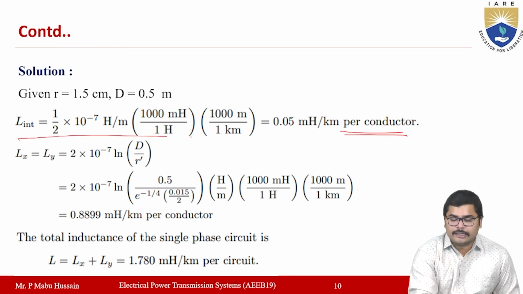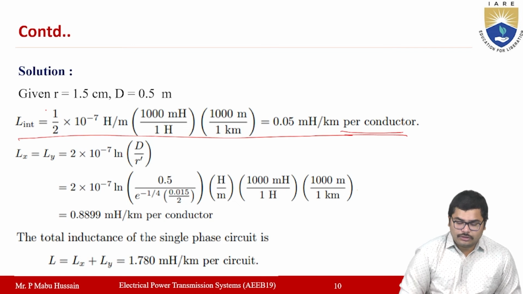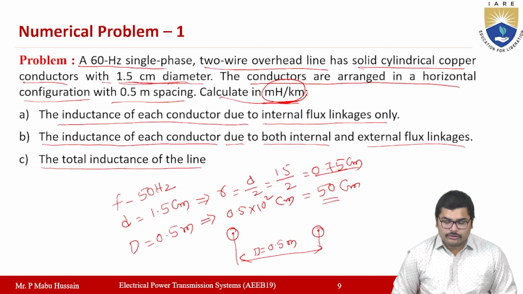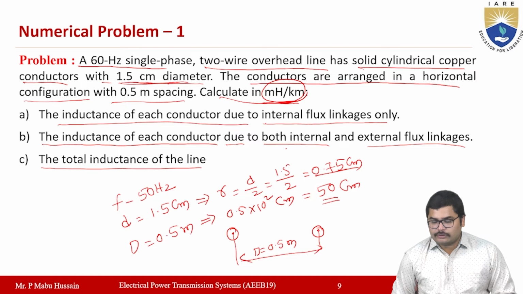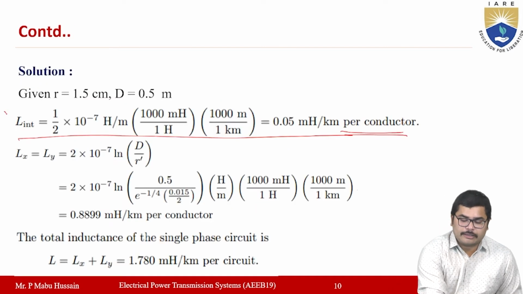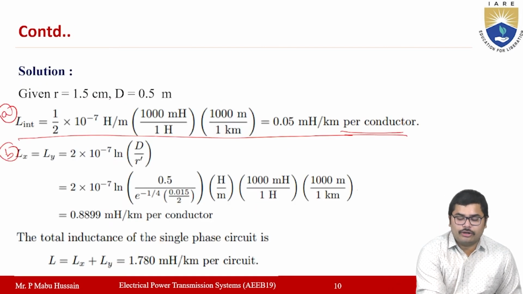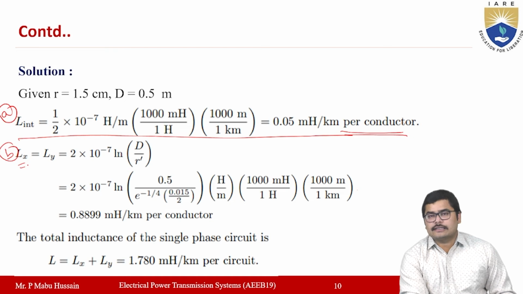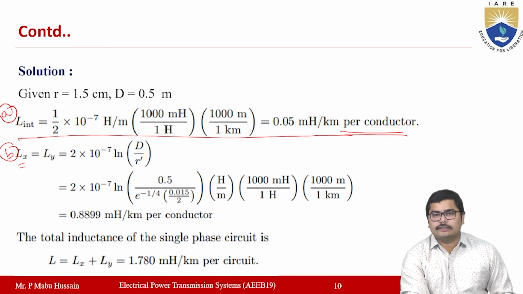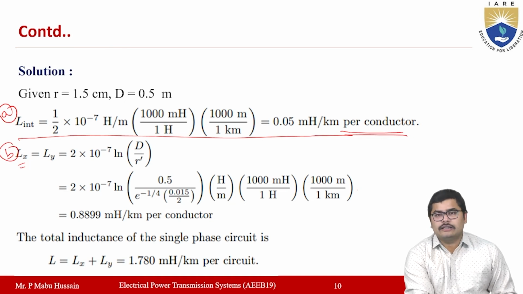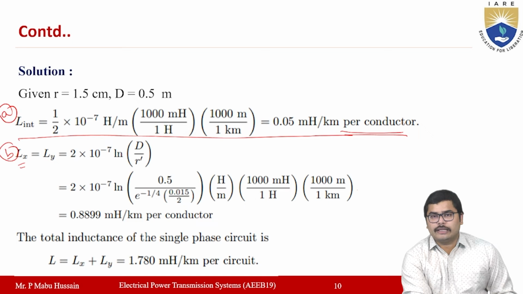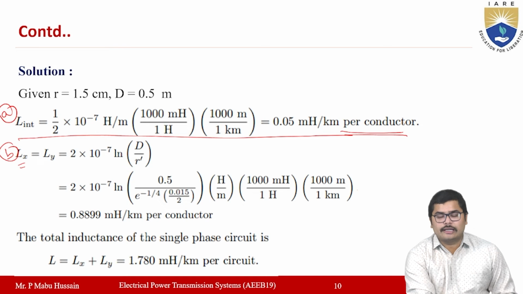So this is about the internal flux linkages. Now you need to calculate the inductance of each conductor due to both internal flux as well as external flux, right? This is the A bit. Then the B bit, you have to consider the two conductors as X and Y. The inductance of the first conductor X will be Lx, and the inductance of the second conductor will be Ly. As the diameter is the same for both conductors, the inductance also will be the same. Lx will be equal to Ly.